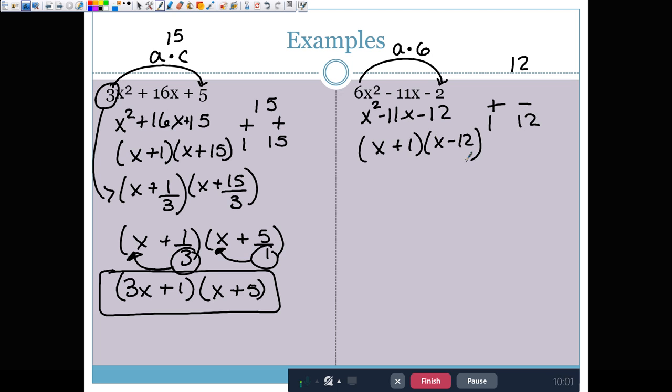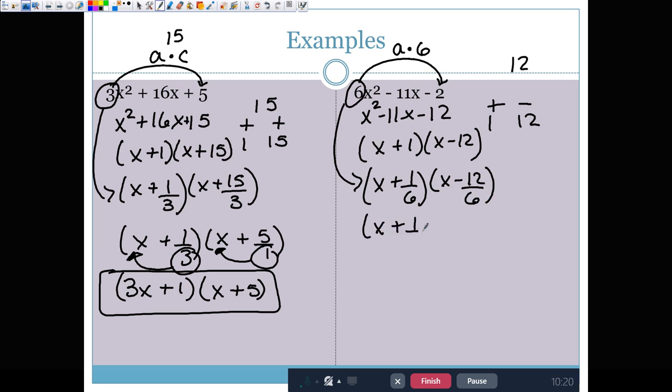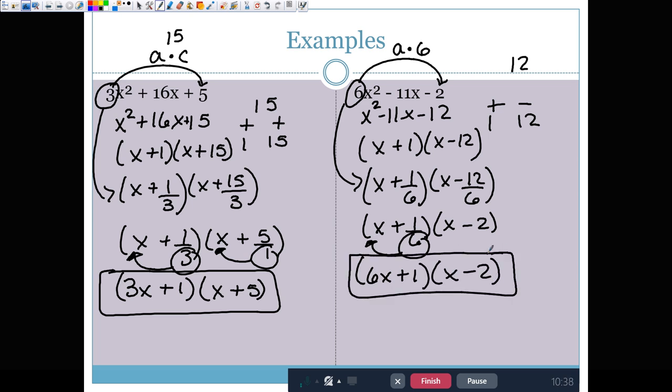So now I'm going to take my original a and make it my denominator in the second part of each parenthesis. So that's going to be x plus 1/6 and x minus 12/6. Okay, then I'm going to reduce. So can I reduce 1/6? No. Can I reduce negative 12 over 6? Yeah, to 2. Then I'm going to make my denominator my coefficient, the number in front of x. So that becomes 6x plus 1 and x minus 2. And that's my answer.